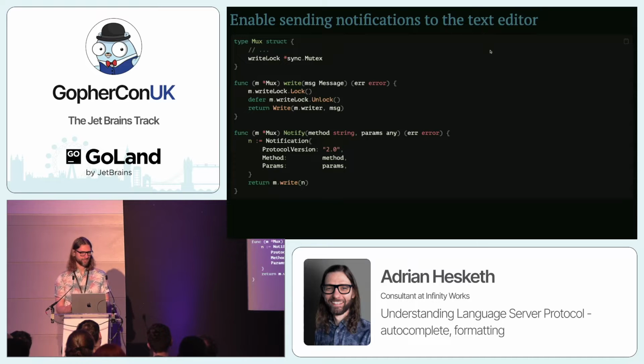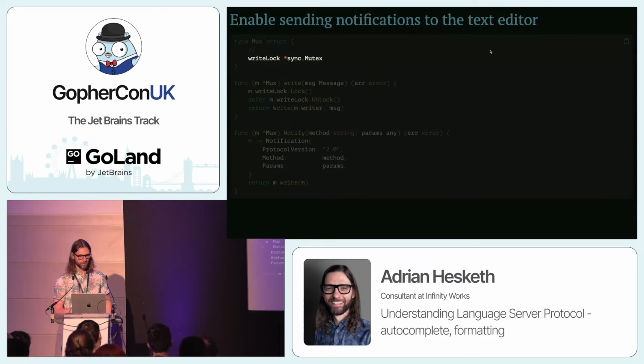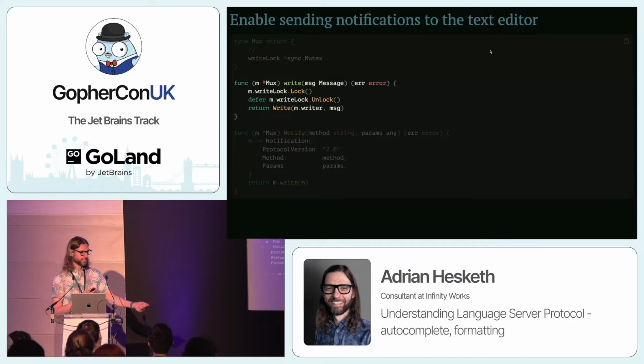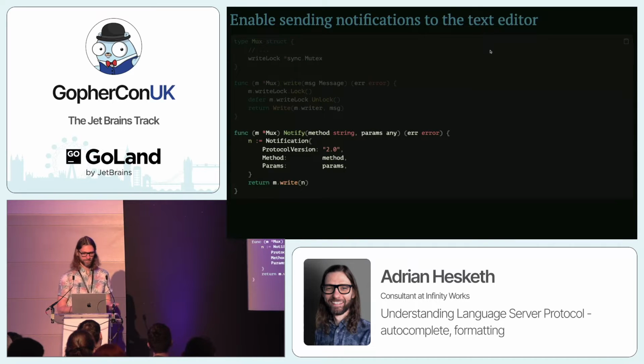We want to be able to send notifications back to the text editor. So the multiplexer also contains a notify method. The notify method has a mutex on it. So a mutex is a way of making sure that two things aren't trying to use the same resource at the same time. So the write function locks the mutex and then defers an unlock of it, executes the write operation that we saw earlier. And that allows us to build up then a notification which says, okay, I'm going to notify back to the text editor this method with these parameters, off you go.